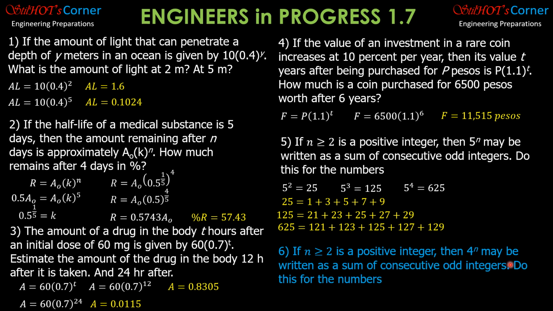Then for your part, if n is greater than or equal to 2 is a positive integer, then 4 to the n may be written as a sum of consecutive odd integers. Do this for the numbers 4 squared, which is 16, 4 cubed, which is 64, and 4 to the fourth, which is 256. So do the same thing as above.